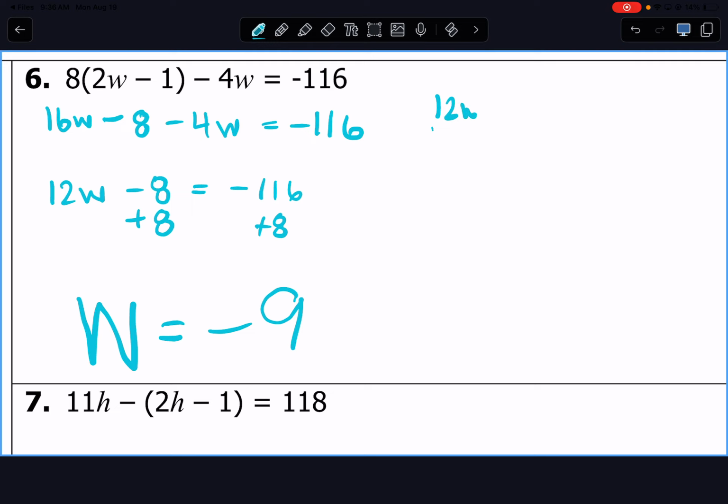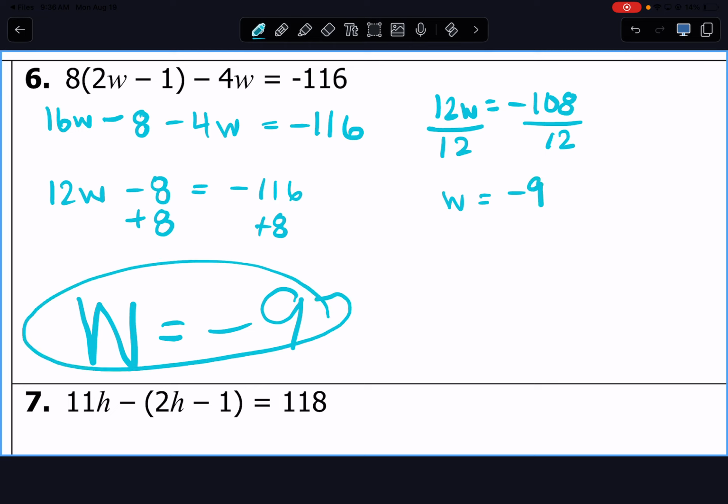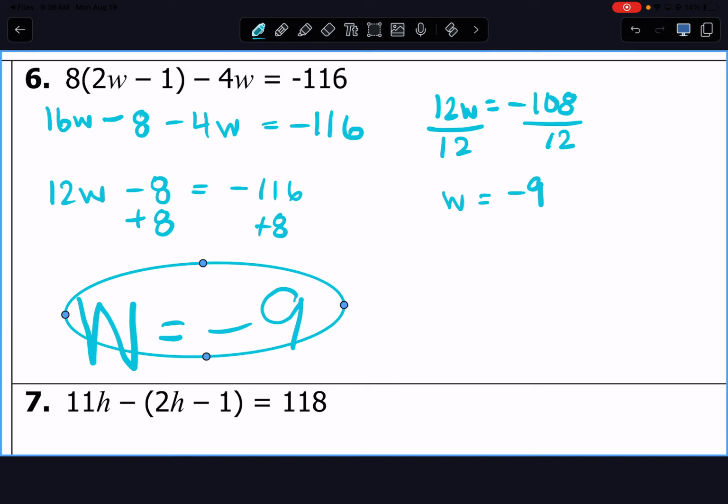So we get 12W equals what? What is negative 116 plus 8? Divide both sides by 12, and what do we get? There we go. Miley, did that clear up any confusion you had? Yes.